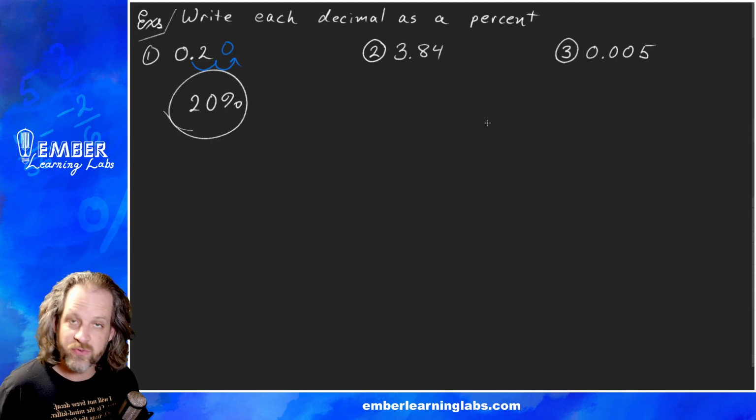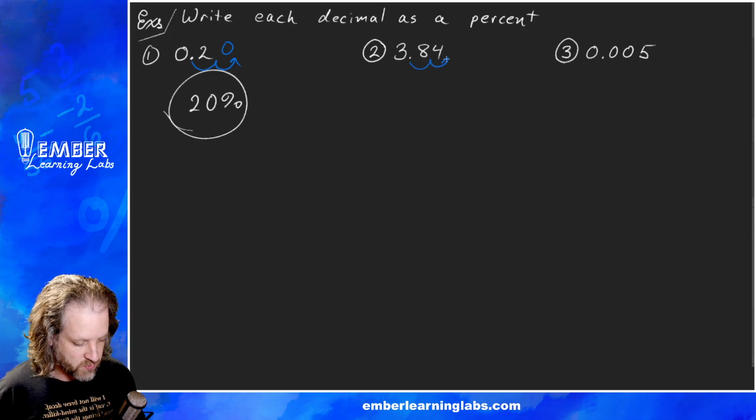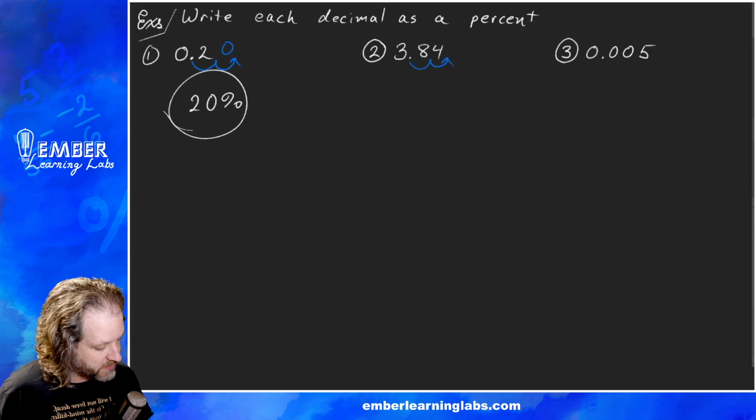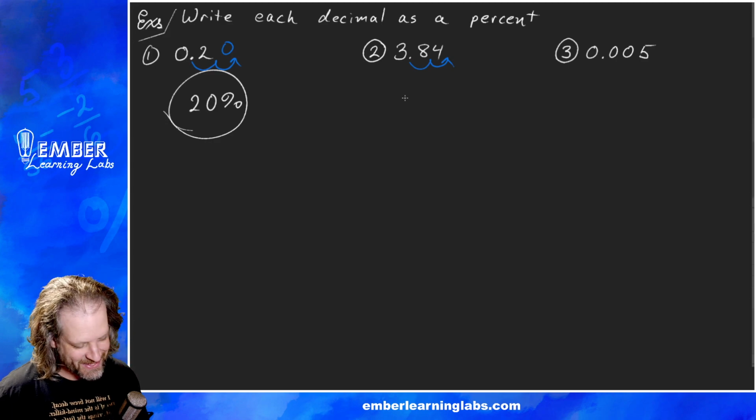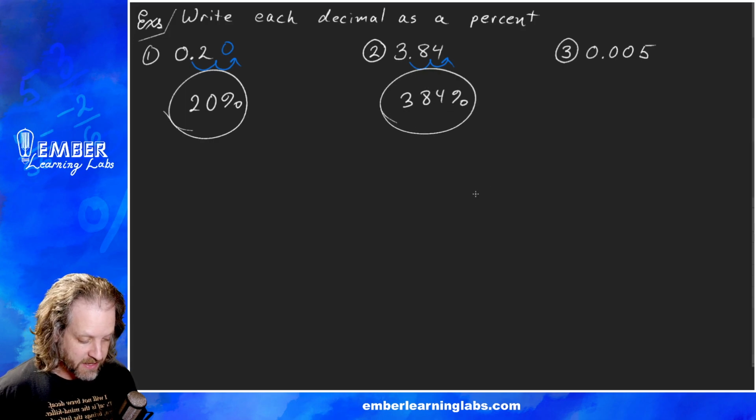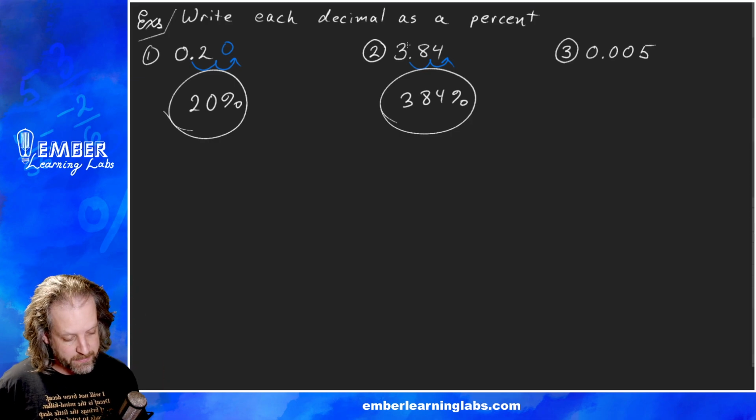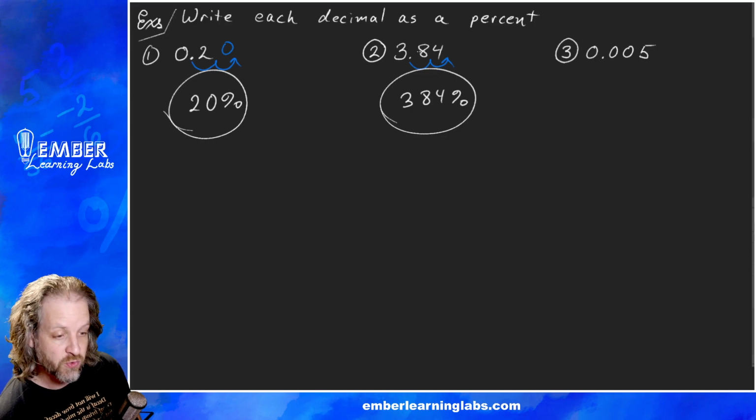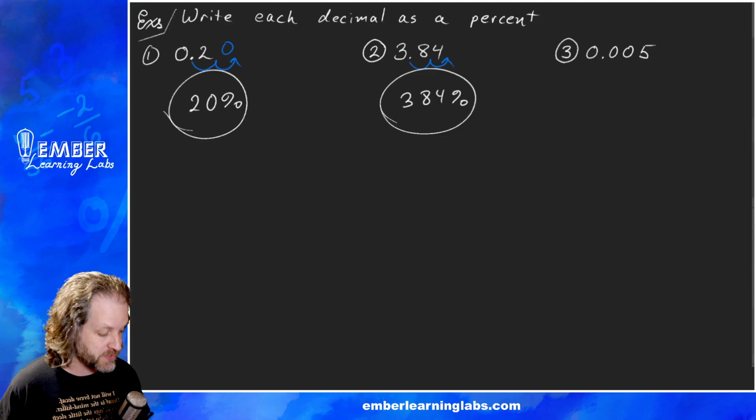All right, now what about this one? Same idea. We're going to move the decimal place once and twice to the right. So we get 384%. Now we notice, just like that 500 and some odd a minute ago, that this is greater than 100% because this decimal is greater than 1.